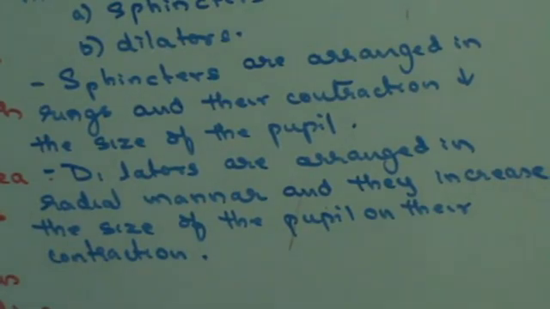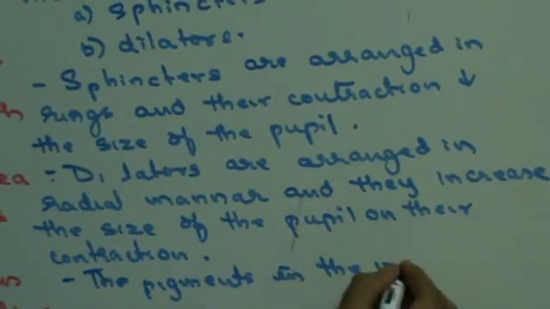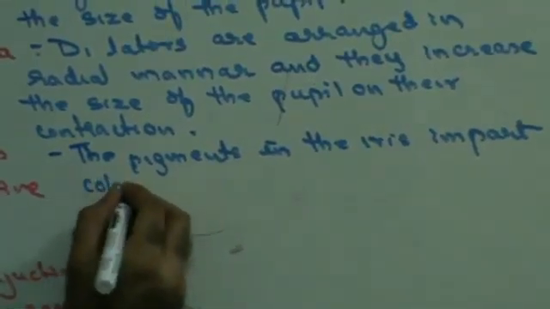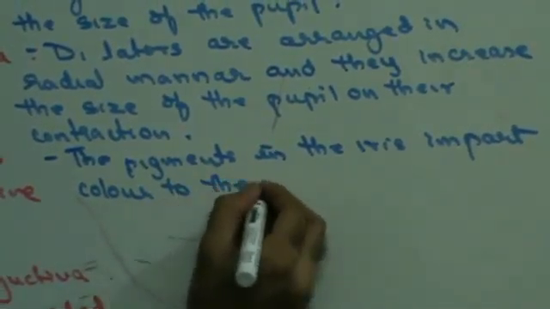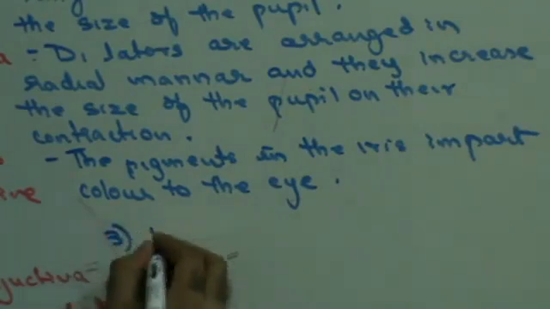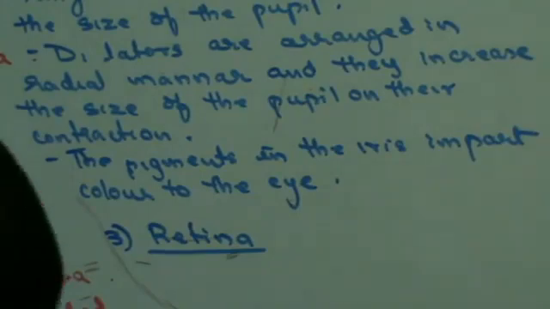The pigments in the iris impart color to the eye, right? Now, let's move on to the third layer. The first was the sclera, the second is the choroid, the third is the retina. Right? Let's talk about the retina.